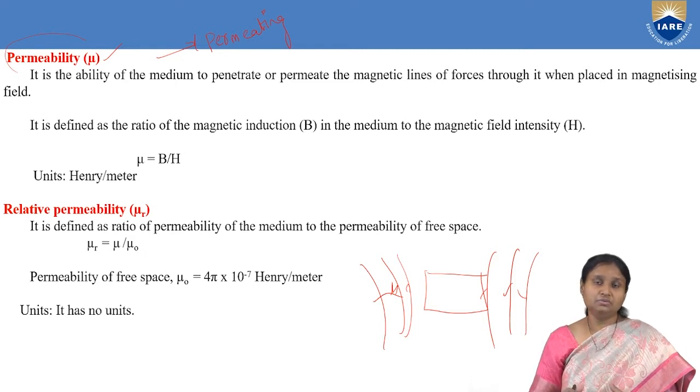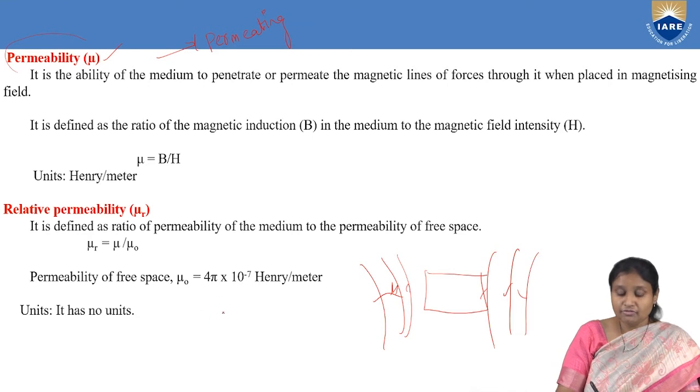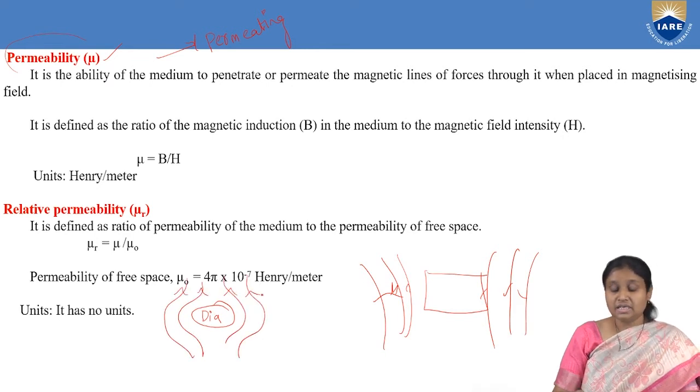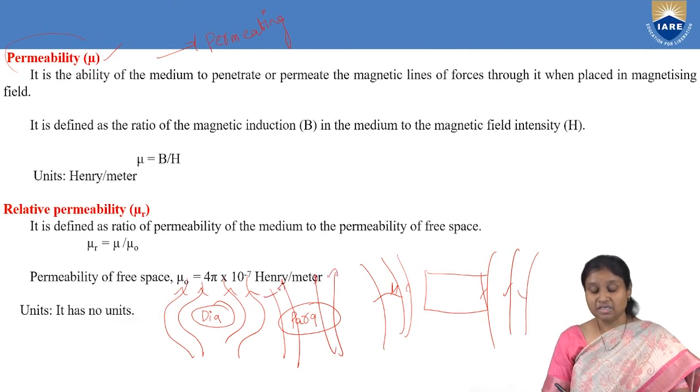Suppose again I take those three examples of magnetic materials: dia, para and ferro. In diamagnetic materials, as I told you, it won't allow any magnetic lines of forces to pass through it. If I try to draw a figure, suppose I have taken a diamagnetic material, it will not allow any magnetic lines of forces to pass through it. And when we take weak magnets like paramagnets, they will allow a very small number of magnetic lines of forces to pass through them.